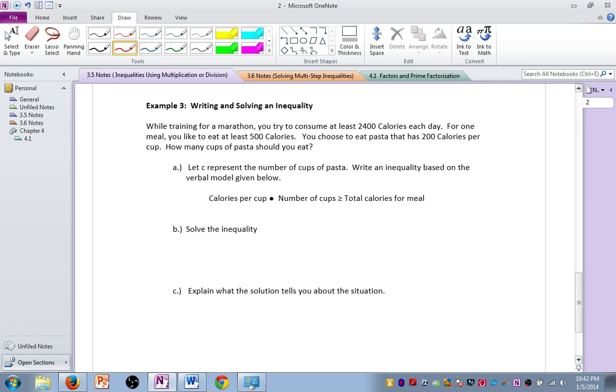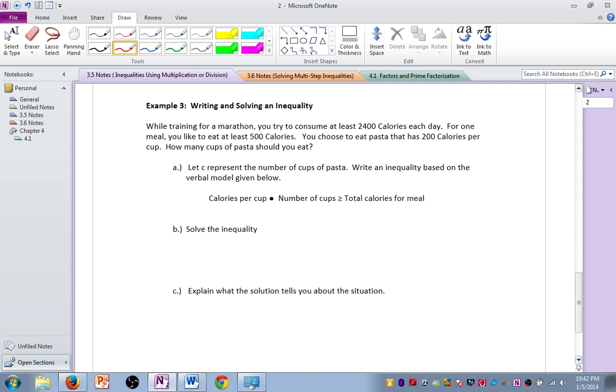In this problem, we're going to take a word problem, write an inequality from it, and then solve the inequality. So this problem tells us that while training for a marathon, you try to consume at least 2,400 calories each day. For one meal, you like to eat at least 500 calories. You choose to eat pasta that has 200 calories per cup. How many cups of pasta should you eat? Well, the first thing we're going to do is identify the variable. We're going to let C represent the number of cups of pasta. And we're going to write an inequality based on the verbal model given below.